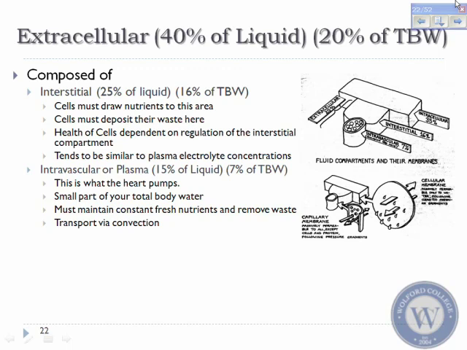The intravascular compartment accounts for 7% of your total body weight. This is what the heart is pumping, the small part of your total body water. It must maintain constant fresh nutrients and remove your waste products. And the way it transports stuff is via convection. That's an important word, convection. It doesn't do it by conductance, it does it by convection. So make sure you got that wording down. They've asked that before, so I just want to make sure that you get the wording down.